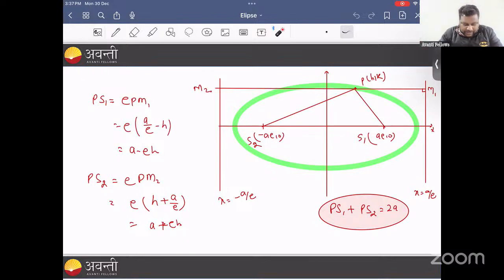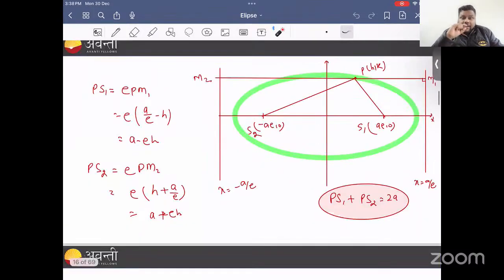And PS2 is E times PM2. PM2 is E times (H plus A upon E). So PS2 is A plus EH. So if I add both of them, this is what we call the focal distance property of the ellipse, that is PS1 plus PS2 is equal to 2A. Am I correct? So PS1 plus PS2 is equal to 2A.